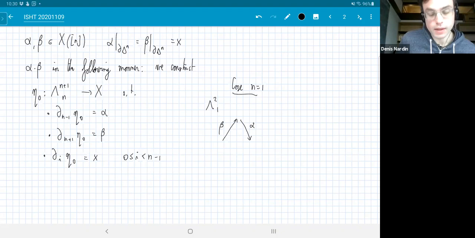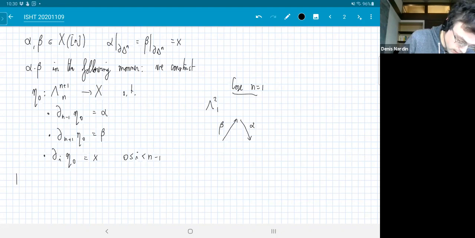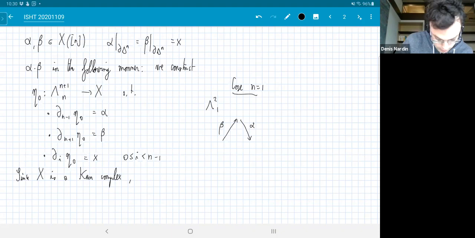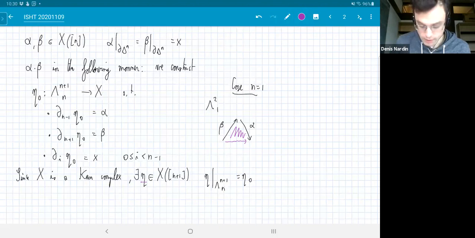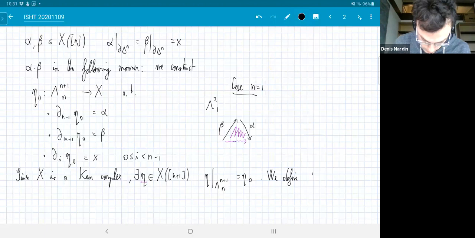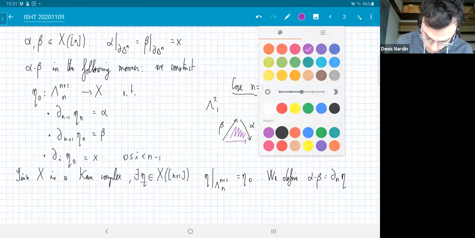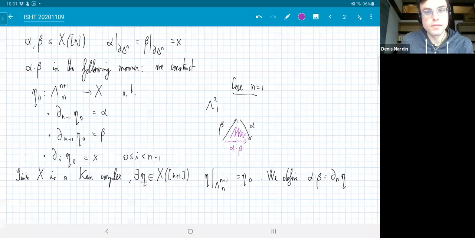And since X is a Kan complex, there exists eta in X_{n+1}, an n plus one simplex, such that the restriction of eta to this horn is eta zero. So let me draw here this purple thing. We can fill it in. And then we define alpha dot beta as the nth face of eta. Alpha goes with beta. And okay, these of course a priori depend on the choice of the n plus one simplex eta.